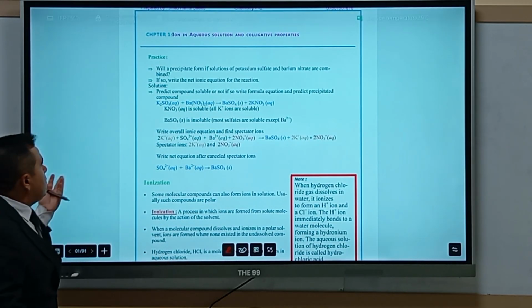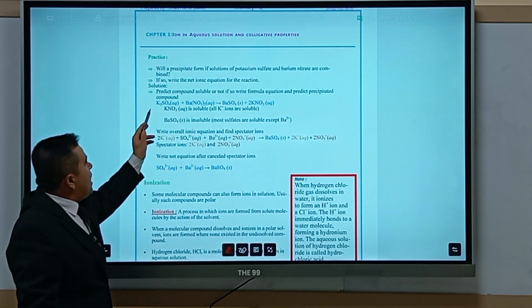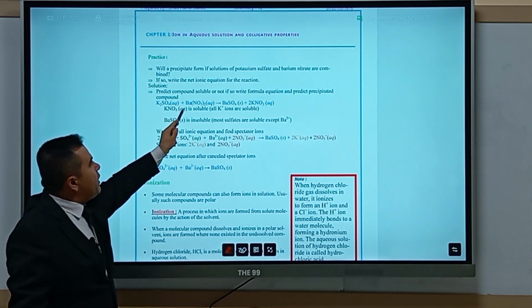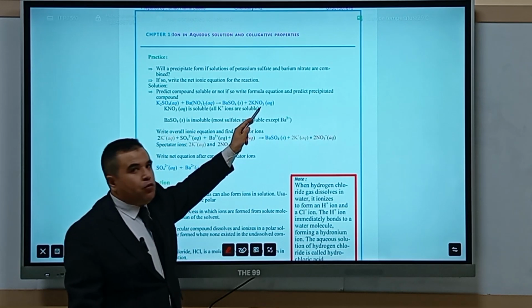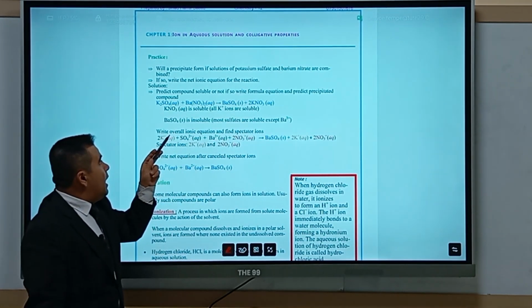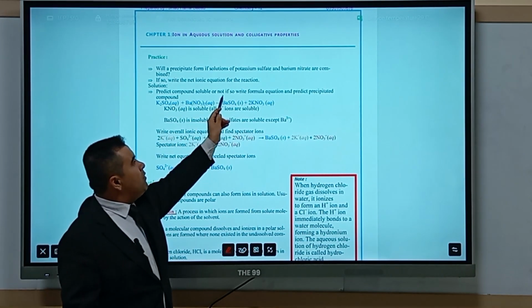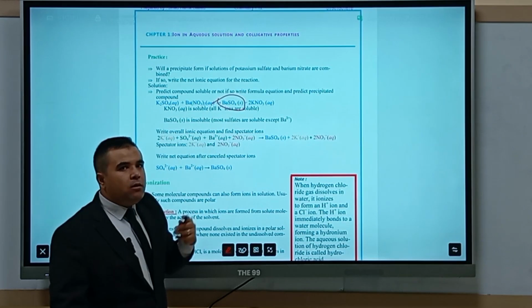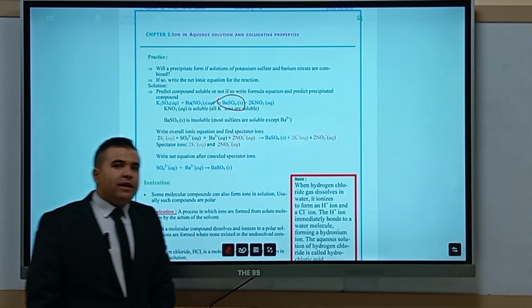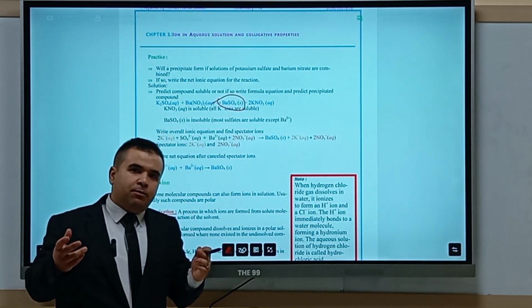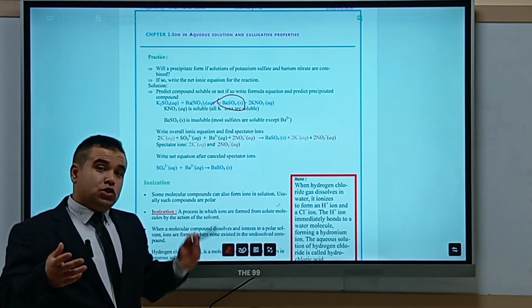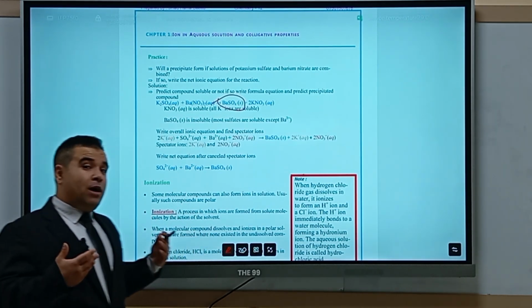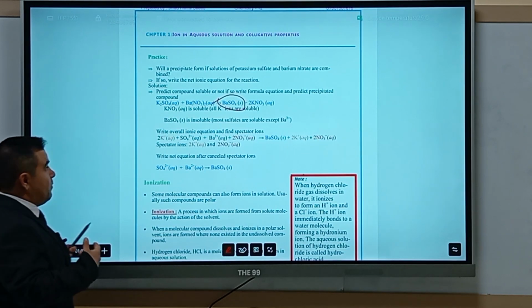Let us practice questions. For example, here we have K2SO4 plus barium nitrate produces barium sulfate and KNO3. How do we know that the barium sulfate is insoluble? Because of the sulfate rule, which said the sulfates are soluble except barium, calcium, strontium, mercury, and lead. So barium is one of the exceptions, it is insoluble.